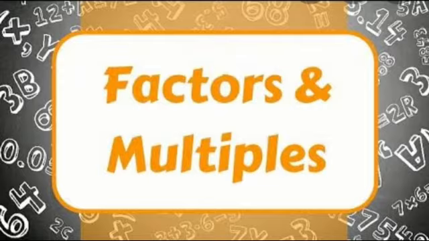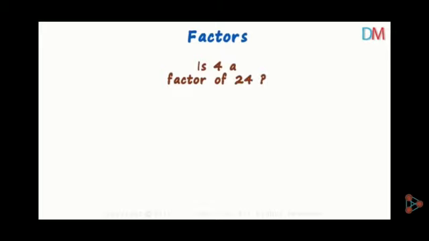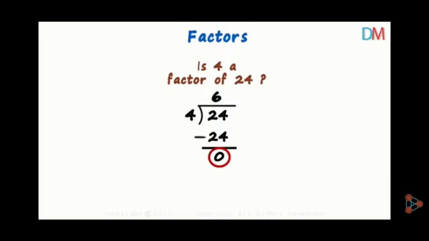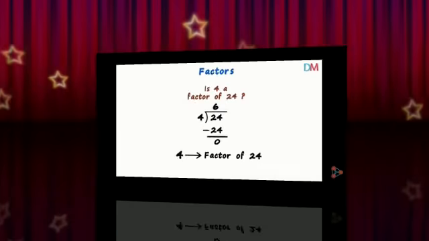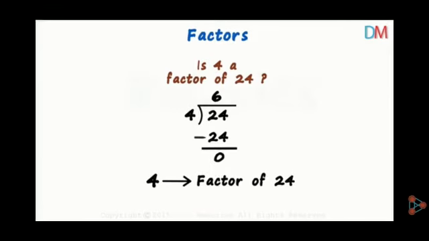Our second important topic is multiples and factors. What is a factor? Here let us check. Is 4 a factor of 24? Divide 24 by 4. The quotient is 6 and remainder is 0. Whenever the remainder of any division process is 0, then that divisor is a factor of the dividend. Therefore here 4 is a factor of 24.